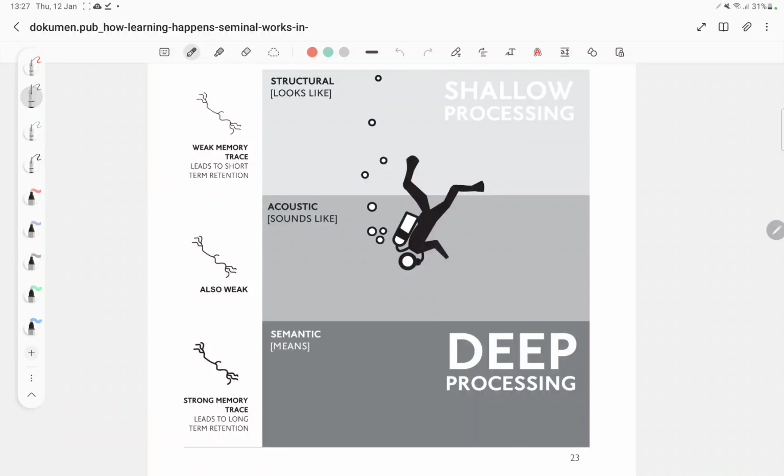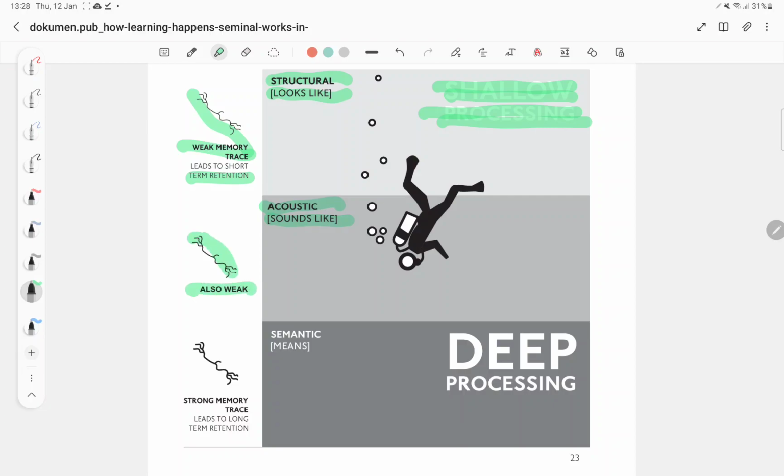So, How Learning Happens, this fantastic book we're working with, is going to also work with how memory happens. And what they're going to do is deal with the key paper that starts to show that the best way to think about it is to be careful of working with shallow processing. That's when it's structural, when it looks like something, and that results in a weak memory trace. And then you could also have something which sounds similar, like a rhyme. That's acoustic. That's also weak.